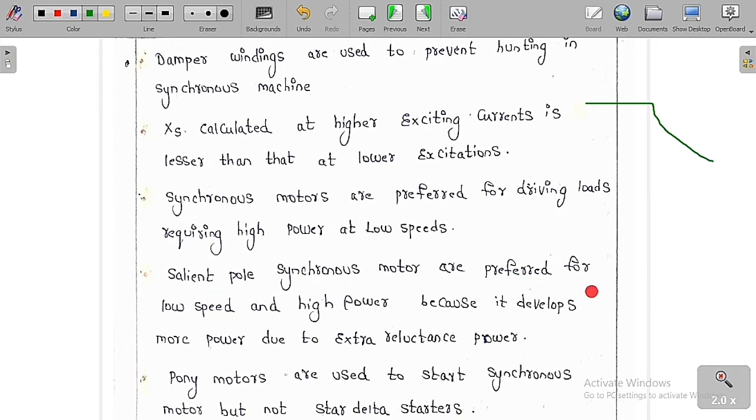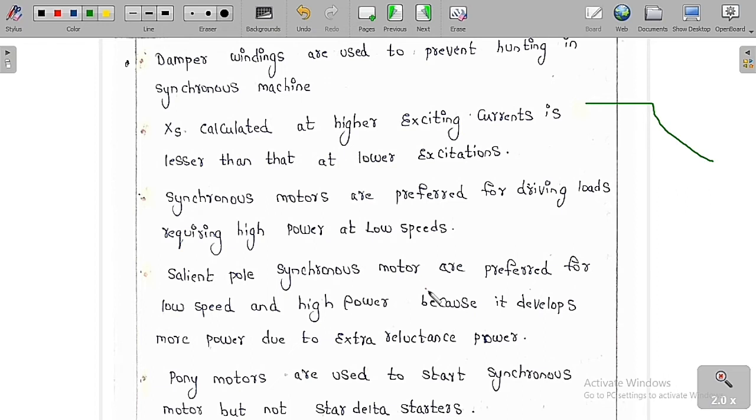Salient pole synchronous motors are preferred for low speed and high power because they develop more power due to extra reluctance power. I have already told you that salient pole synchronous motors are preferred for low speed and high power applications because they develop more power due to extra reluctance power.